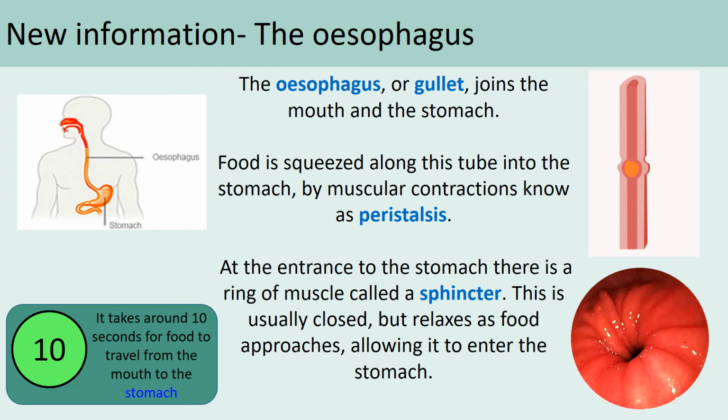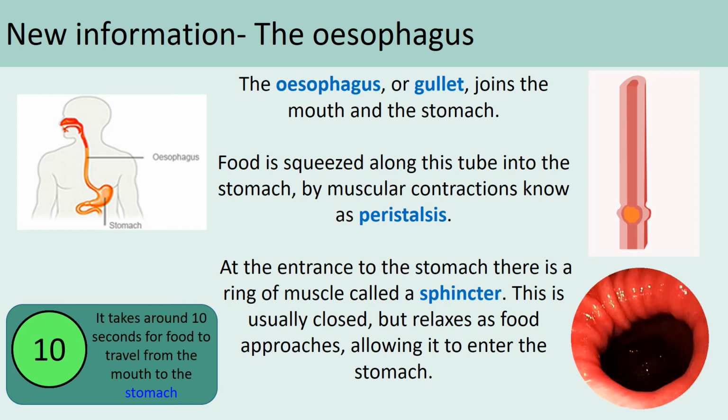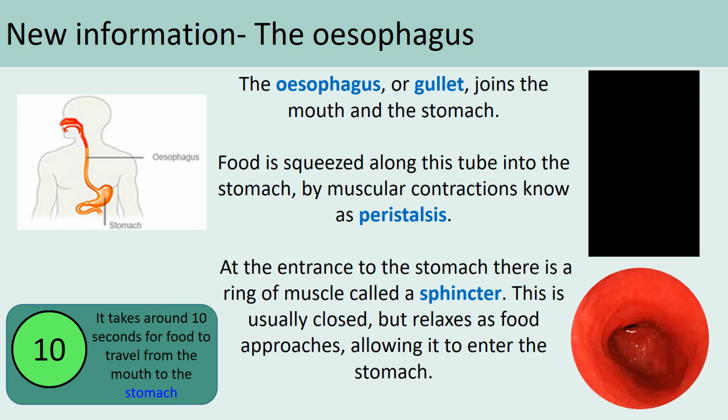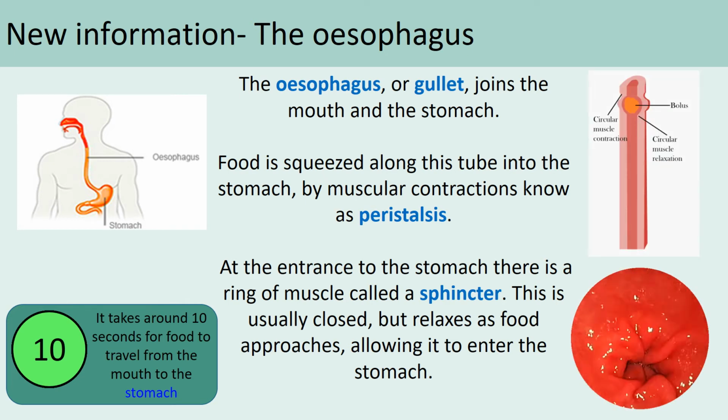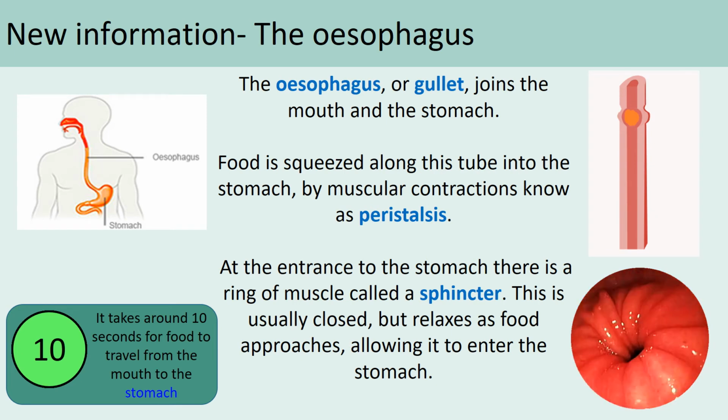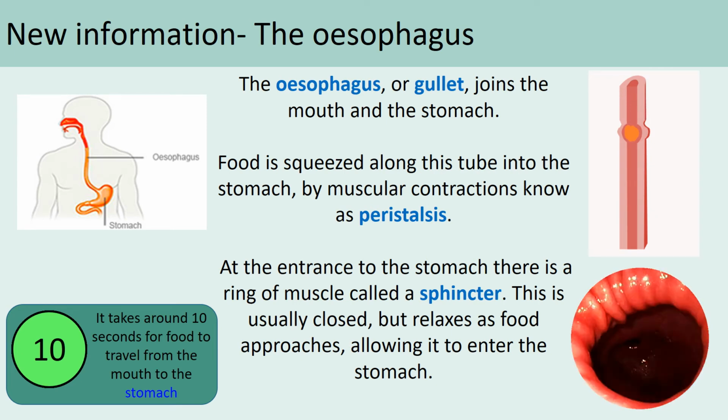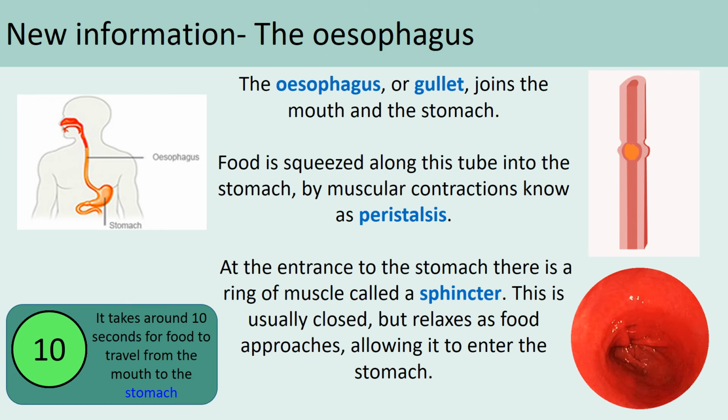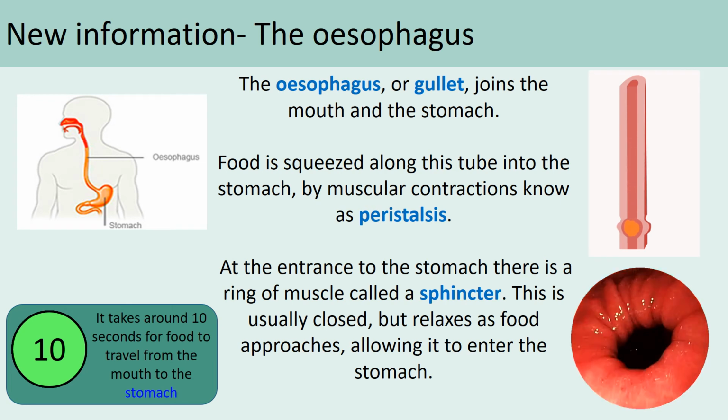So if you'd like to pause the video, we've got esophagus and just a sentence or two about the esophagus. The peristalsis is important. Sphincter is not part of the specification, so if you want to focus on peristalsis, that is more important.